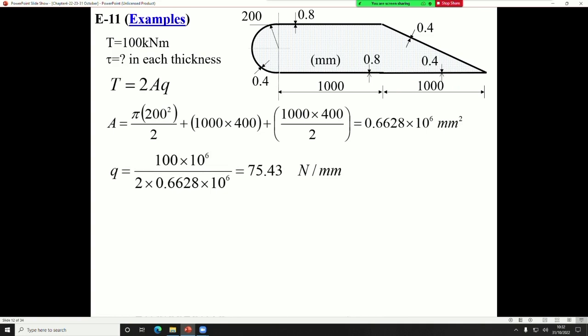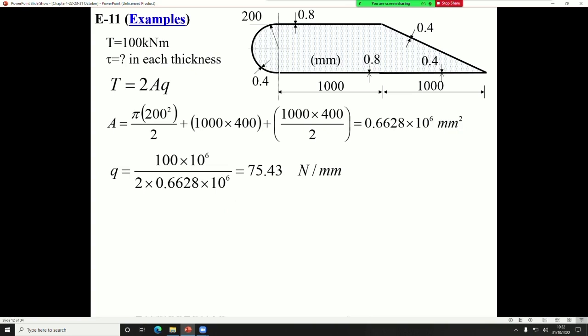So T is equal to 10 kilonewton meters. So we've got 10 to the power 6 newton millimeters. I converted it to newton millimeters. That is the area in millimeters squared. So the outcome q is the shear flow of 75.43 newton per millimeter. So q is constant.